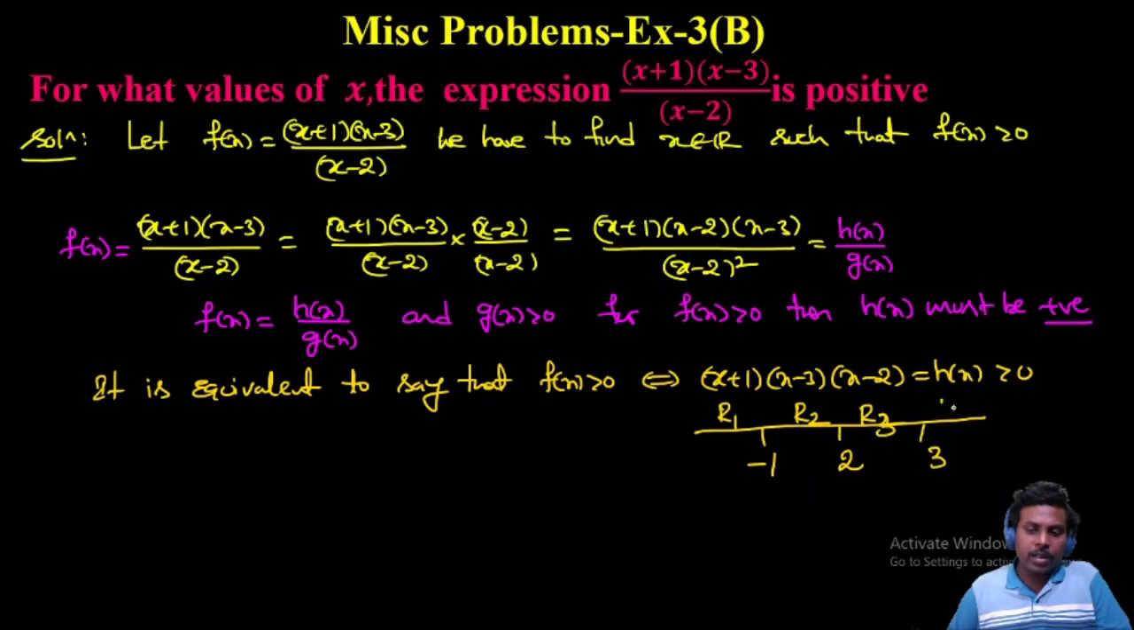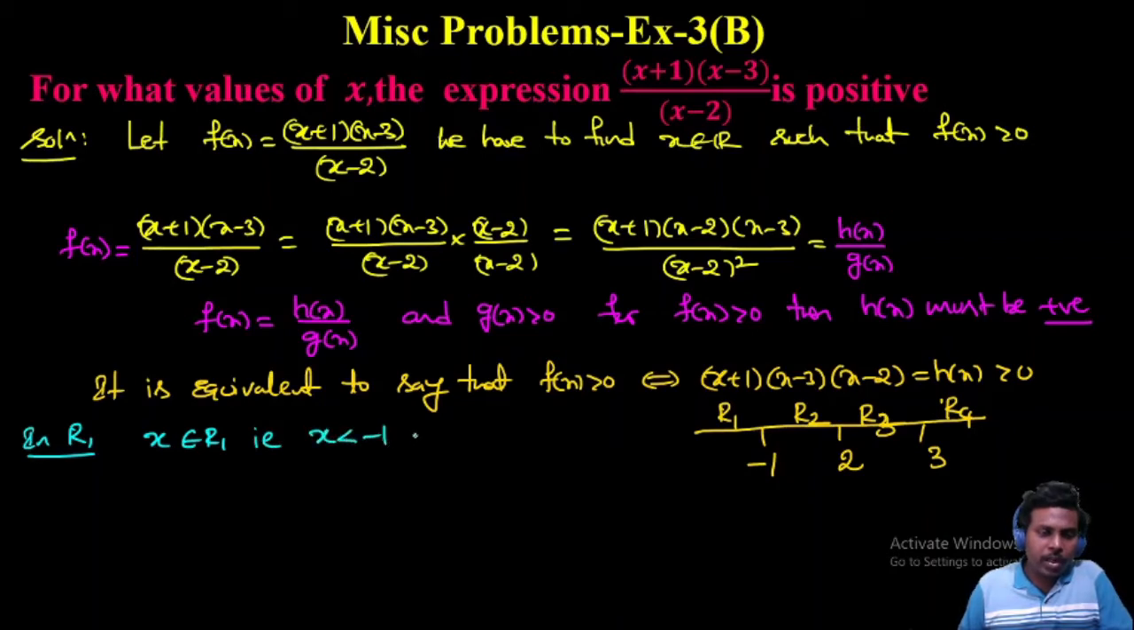R2, here it is R3, and here it is R4. Okay, now region 1. In region 1, what happens? Let us see. If x belongs to region 1, that is x is less than -1, less than 2, less than 3. So this implies x plus 1 is less than 0, x minus 2 is less than 0, x minus 3 is less than 0.